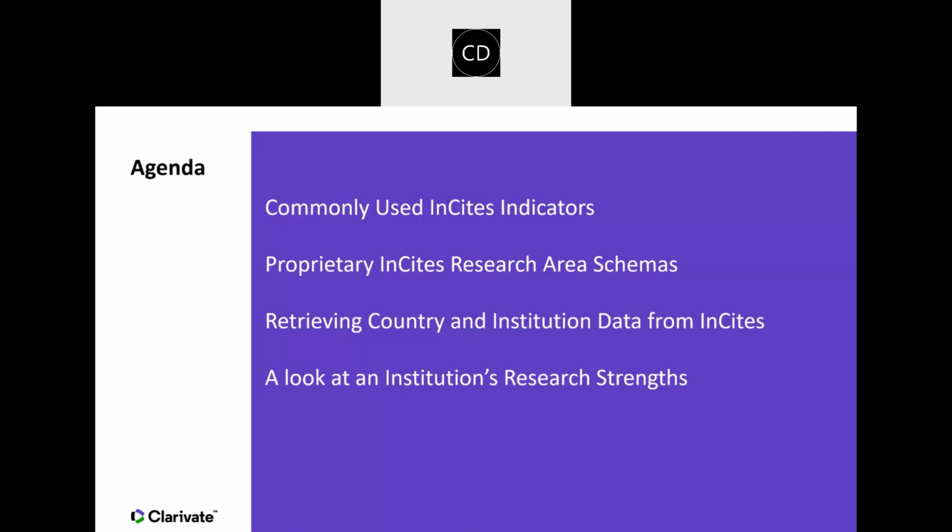Subsequently, I will go into retrieving the country and institutional data from InCites. Especially for those who are new to the tool, this is the part where I will show you some of the key features on how to navigate the platform. And then finally, we will look at an institution's research strengths using some of these metrics and schemas that I have introduced.